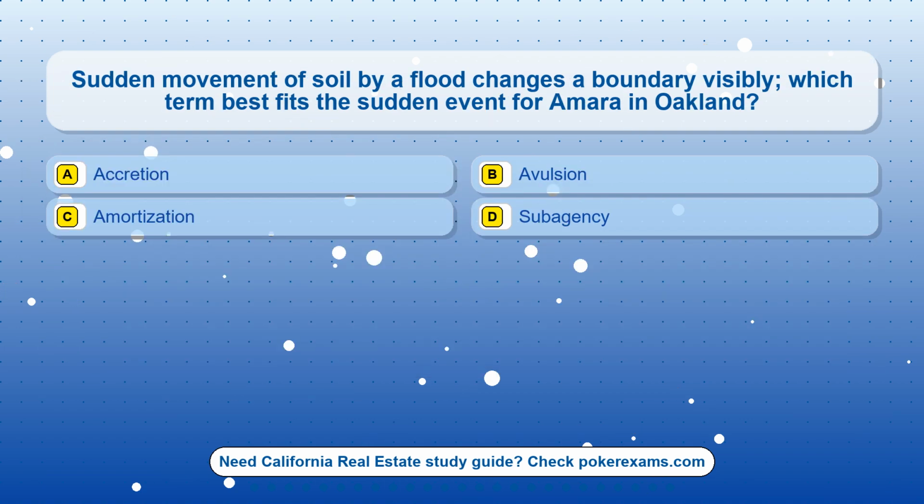Question 23. Sudden movement of soil by a flood changes a boundary visibly. Which term best fits the sudden event for Amara in Oakland? Option A. Accretion. Option B. Avulsion. Option C. Amortization. Option D. Supervising.